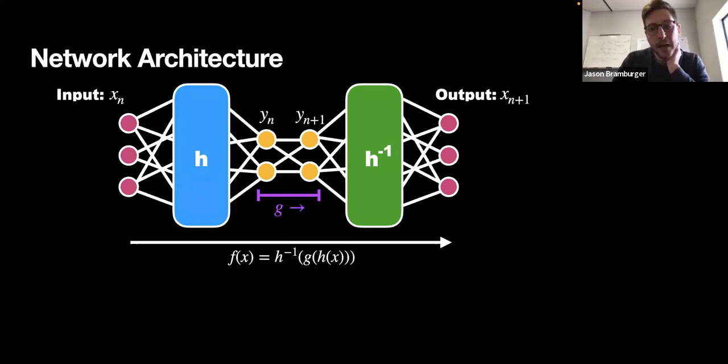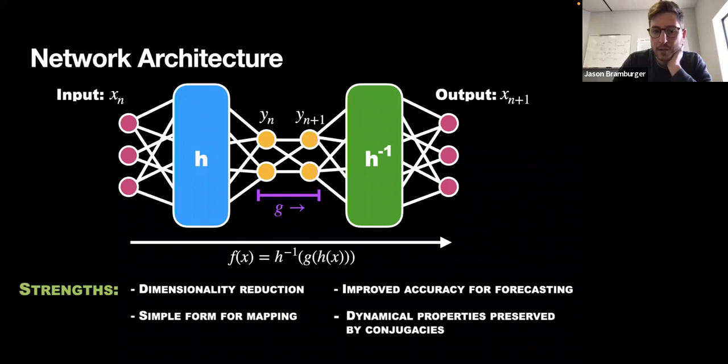Now, this has a number of advantages for the discovery of chaotic mappings. So first of all, if you are familiar with autoencoders, you are probably familiar with them because of their dimensionality reduction abilities.